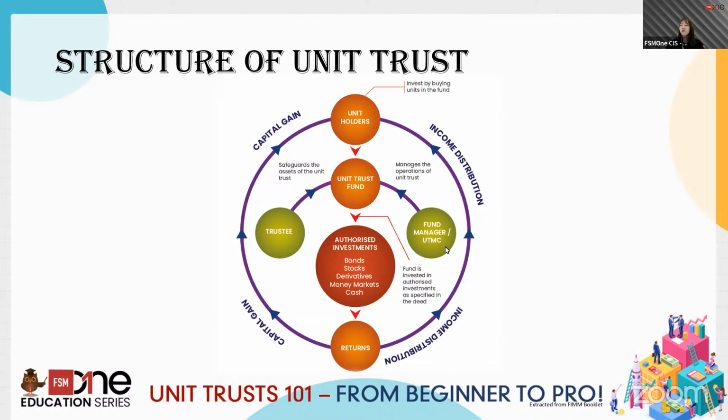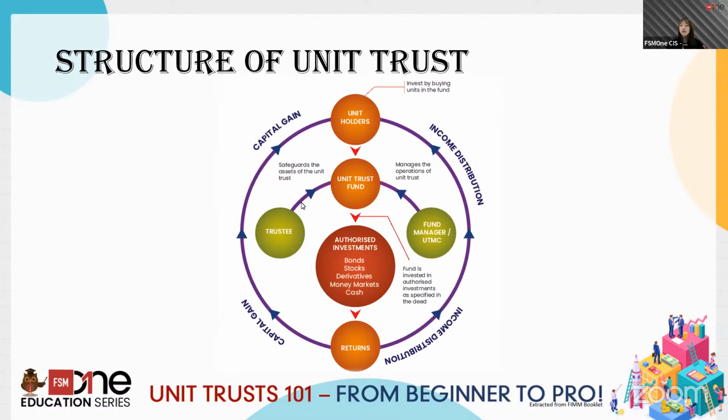As for the fund manager, which is in the green circle on our right-hand side, they are the ones who actually manage the operation of the unit trust. The fund manager will invest the pool of funds collected from the unit holders into the authorized investments as specified inside the deed. A fund manager will also calculate the net asset value of the unit trust and the amount of the distribution at the end of the trading day. For your information, a fund manager in Malaysia must be licensed by the Securities Commission Malaysia.